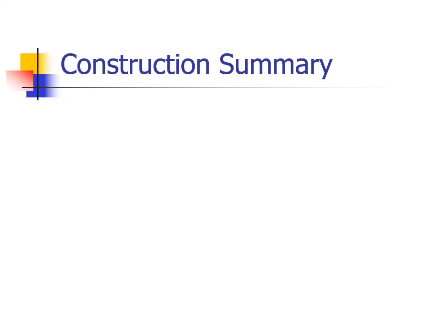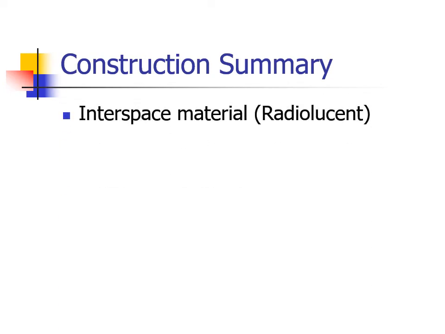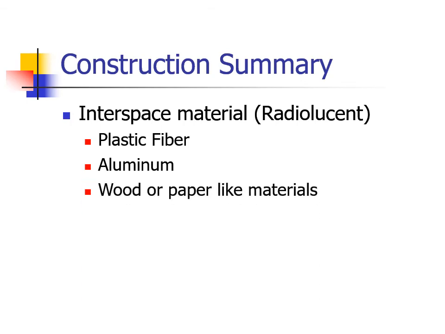To understand how a grid functions, it's important to understand how a grid is constructed. First, we have the interspace material, which is radiolucent and allows the passage of X-rays. Plastic fiber is one material of choice. Aluminum is another. Some manufacturers use wood or paper as an interspace. Wood and paper interspacers have the disadvantage of warping if they become wet.